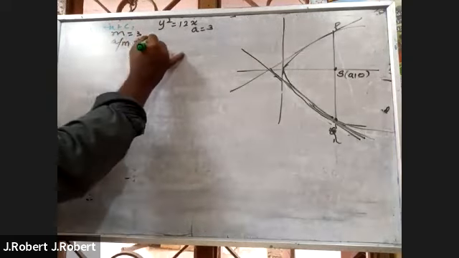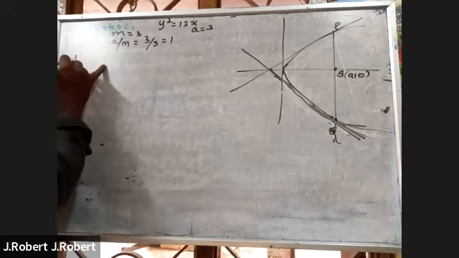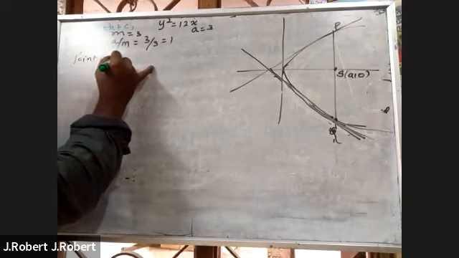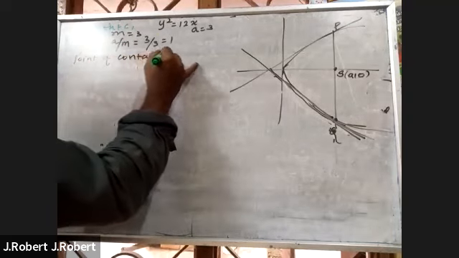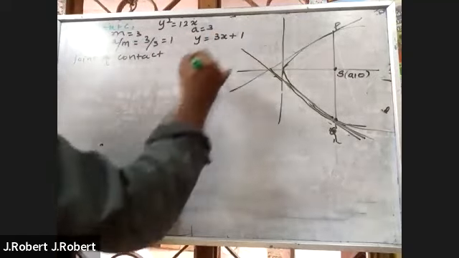So 3 by 3, the value is 1. Your c is equal to 1. Next, we have to find the point of contact. Now your point of contact: once we find c, c is 1. So the equation becomes y equal to 3x plus 1.